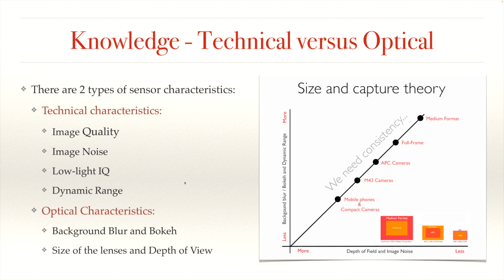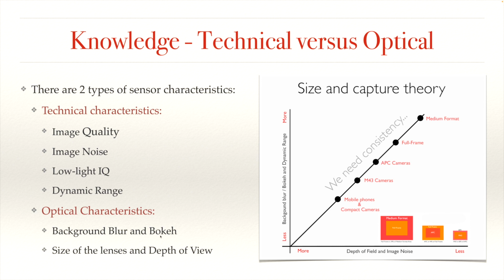We need to break the sensor down into two distinct areas. One is the technical characteristics of the sensor, which is linked to the design of the sensor and not the size. So if I have more pixels or fewer pixels, a more modern sensor or an old sensor, the technical characteristics are linked to its design, whereas the optical characteristics of your sensor fits this theory or supports this theory.